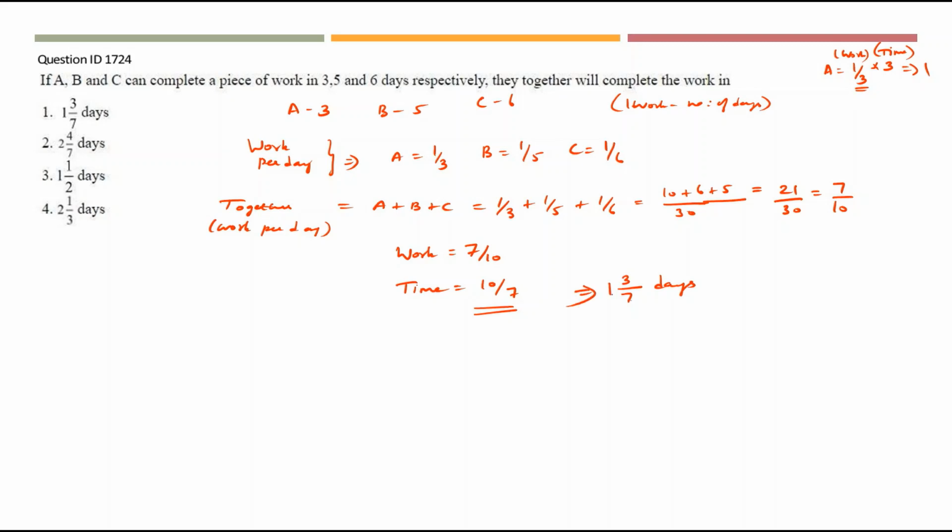So 1 into 7 plus 3, 1 into 3 by 7 days. Option number 1 will be the right answer. I hope you understood why we are reversing it for time. See, the work is 7 by 10. Only when I multiply it with time 10 by 7, I can get 1 as we did here.